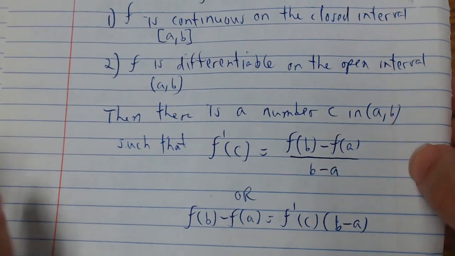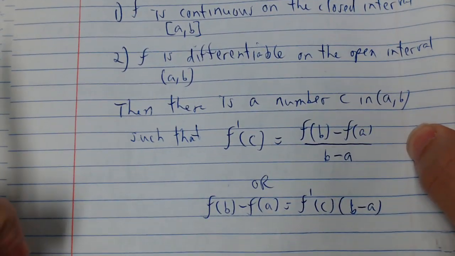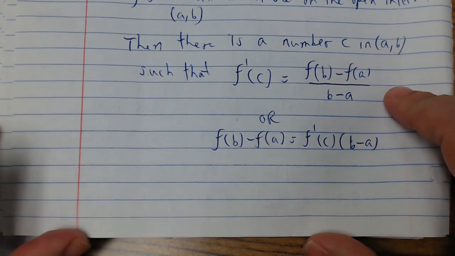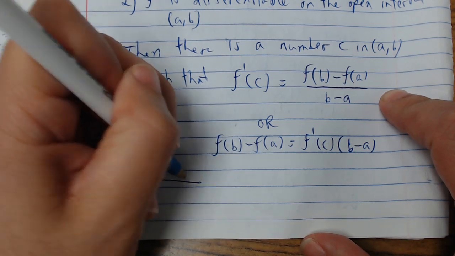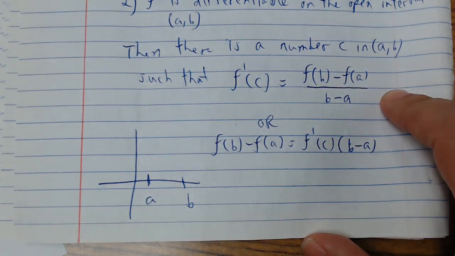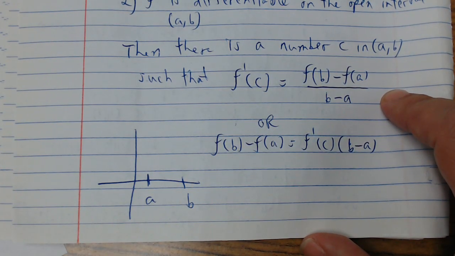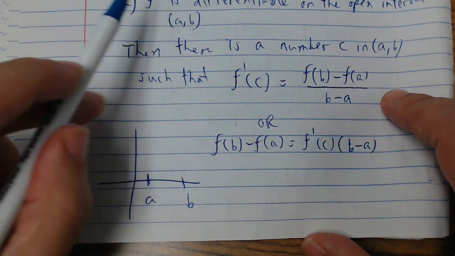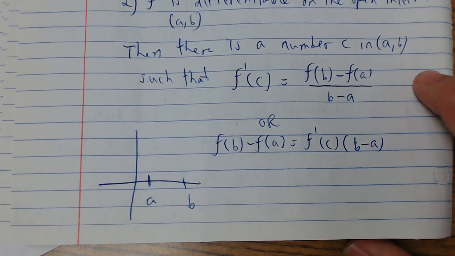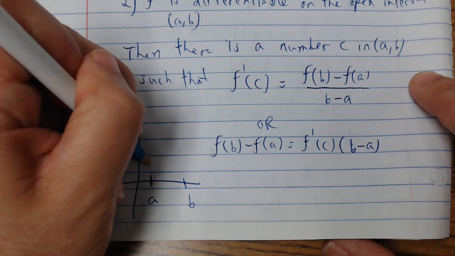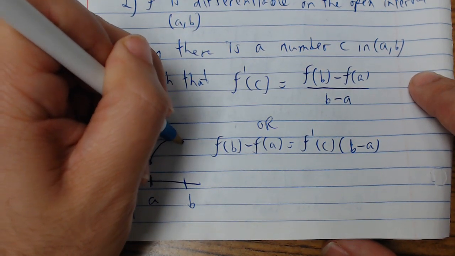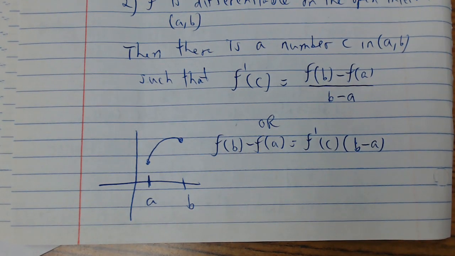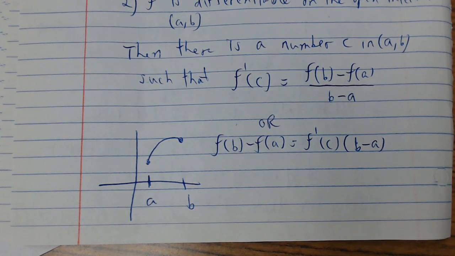Let's visually draw something that satisfies these conditions. So what is it that we're saying? We're saying, look, if you have a function that's continuous on the closed interval from A to B, and it's differentiable on the open interval from A to B, and I don't care if the y values at A and B are the same, I could have maybe something like this. What if my graph looks something like this? Okay, so what is this theorem saying?